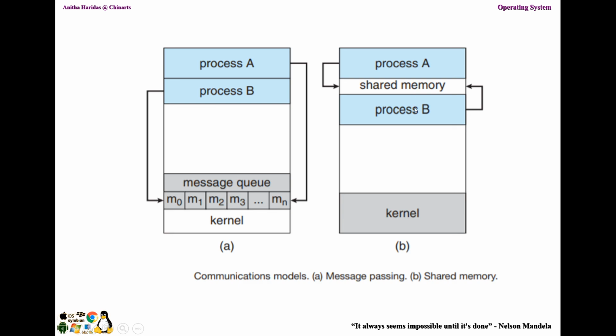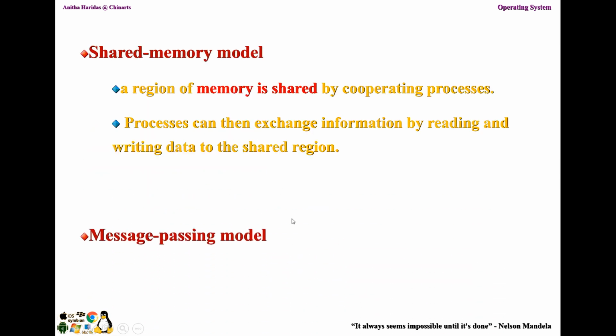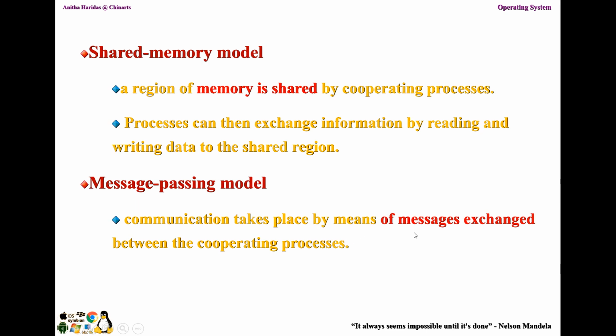These are the two cooperating processes which come under inter-process communication. Process A and process B want to share some information. So whichever information has to be shared, that information will be put in this particular region. Both of them will get access to this particular region. Whereas in the message passing model, the communication will take place by means of exchanging messages. How do you exchange the message? You put it in a message queue, and both process A and process B will be accessing the data.